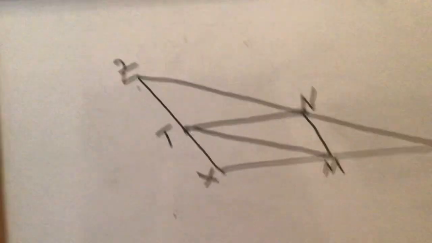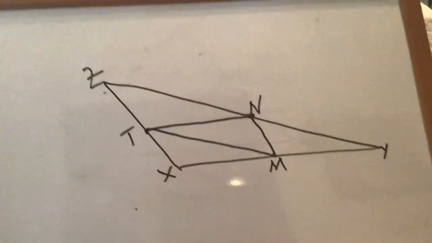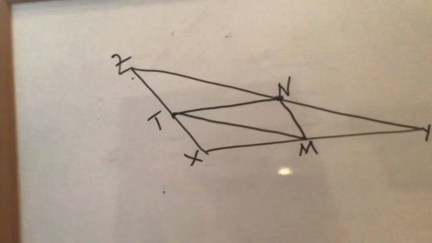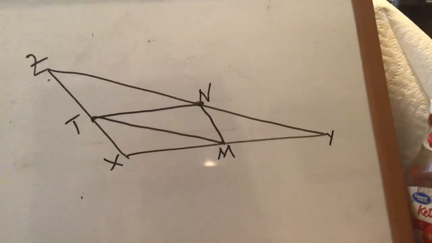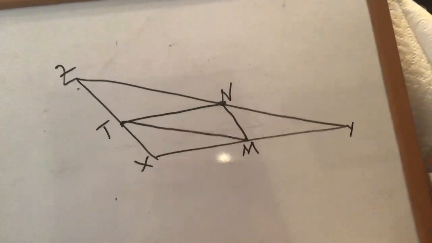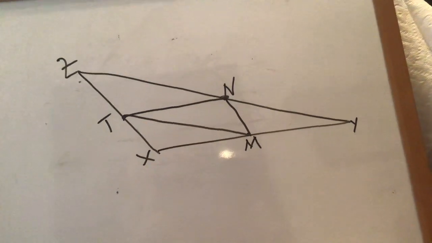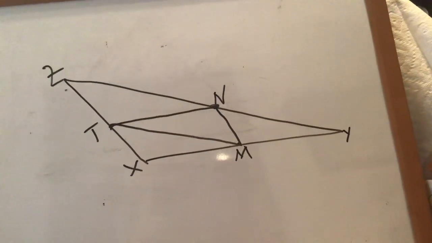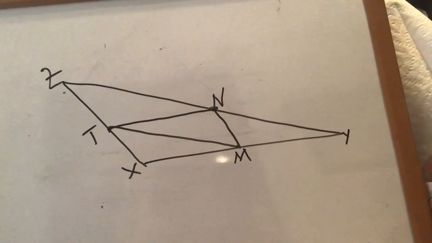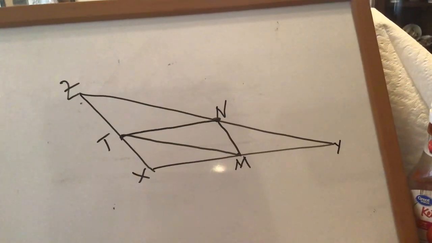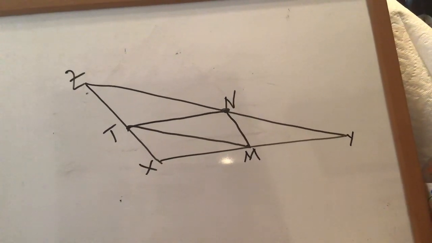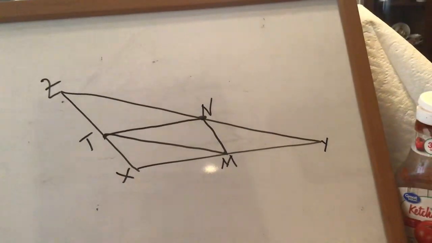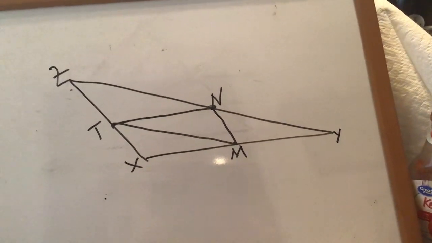So here's the picture. Each one of those is going to be given to you: the M, the N, and the T are all the midpoints. So if you know that those are all the midpoints, then you know that TN is parallel to XM or XY, and TM is parallel to ZN or ZY, and NM is parallel to ZT or TX, any of those on that side. So you also know that each of those pieces is equal to each other and so on.